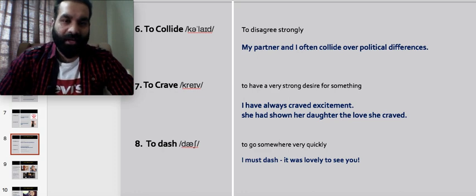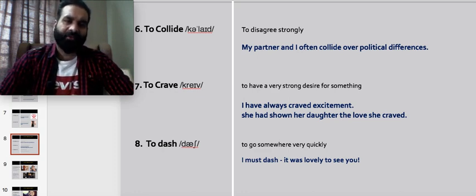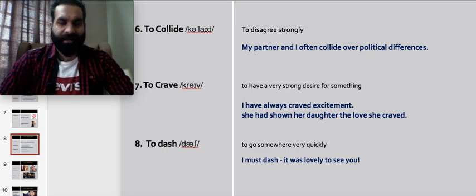Next word is to collide. To collide. It can be to disagree strongly. It also can be, if you take a literal meaning of it, an accident. It can be to disagree strongly.